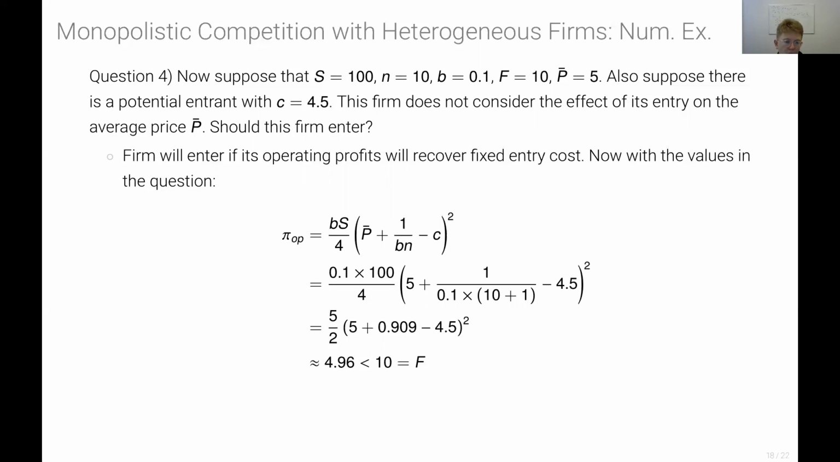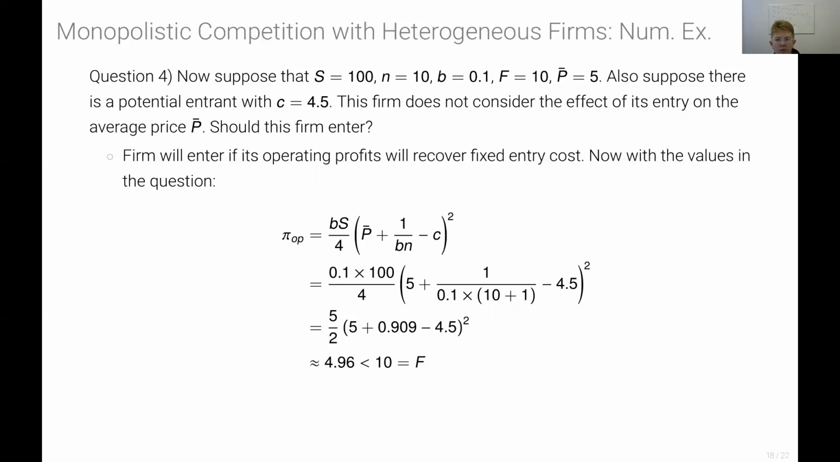And so we're going to think that this potential entrant has too high of a marginal cost to be able to enter. It's going to be too inefficient, because if it does enter, then it has to pay $10 just to enter the market, and then it'll only make operating profits, which don't consider the fixed cost, of 4.96. So essentially, if it enters the market, it will lose roughly $5, and so thinking prospectively, this monopolistic competitor would not choose to enter this market.